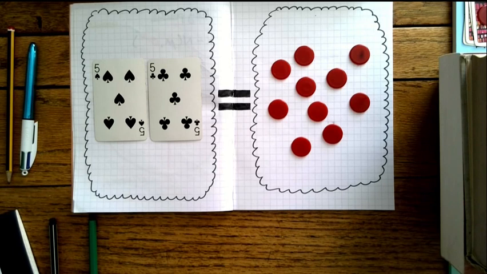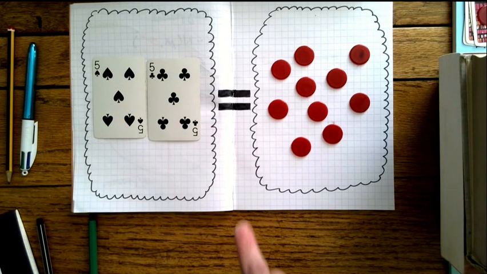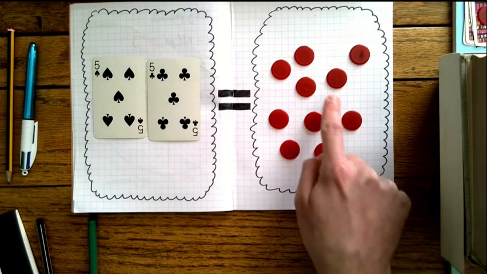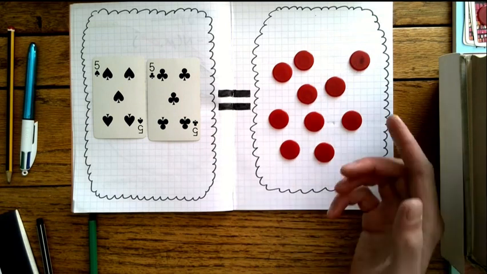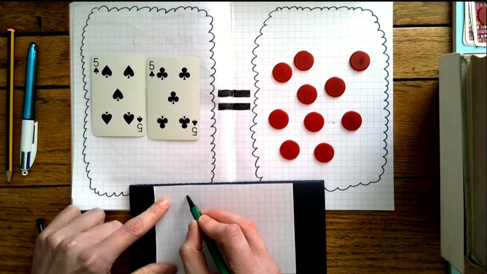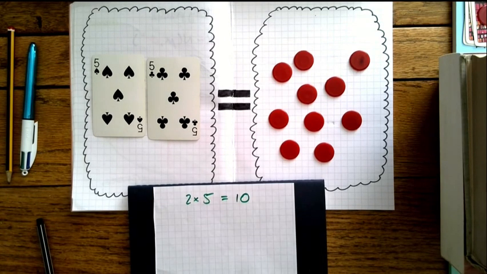I'd like you to take a look at my setup here. And before I explain it, I'd like you to try and figure it out for yourself. Just take a look. Okay, hopefully that's not too hard to figure out what's going on. I've got 2 5s on this side of the equal sign, and these are equal to, let's count these, 1, 2, 3, 4, 5, 6, 7, 8, 9, 10. There's 10. All this little equation here is saying is that 2 times 5 equals 10. Easy peasy.